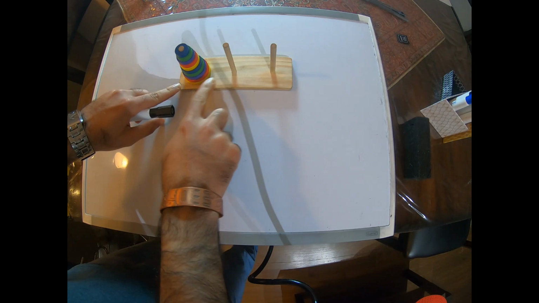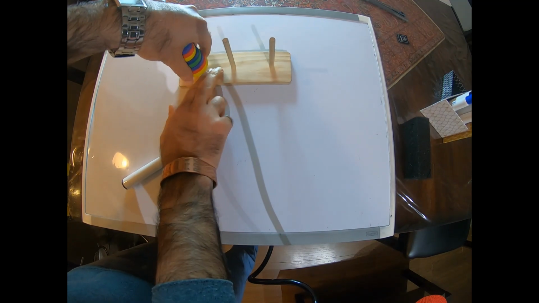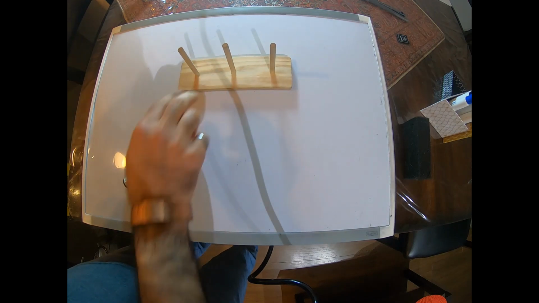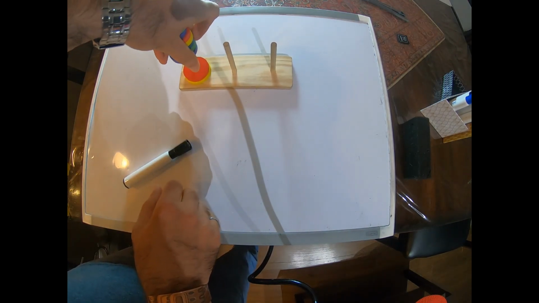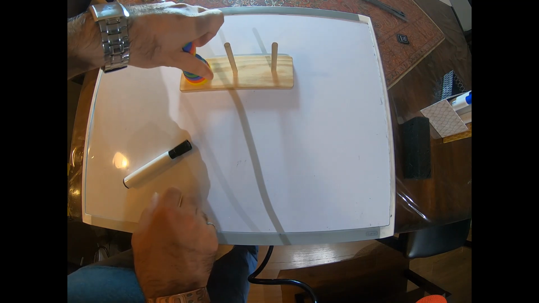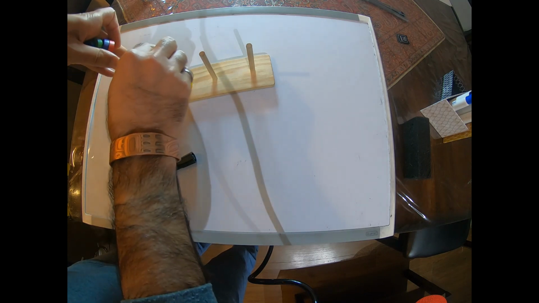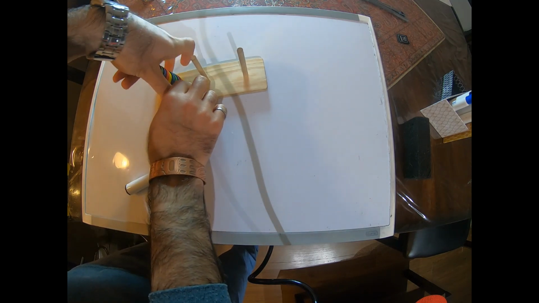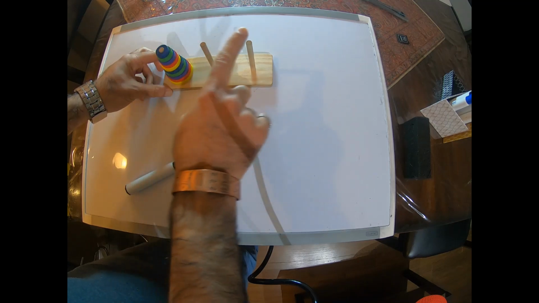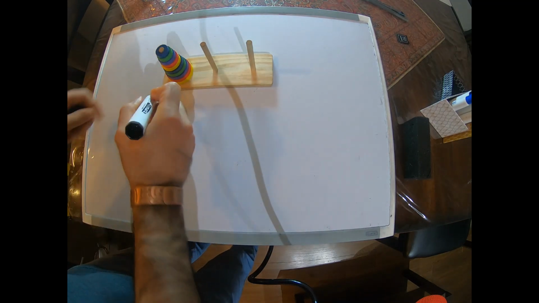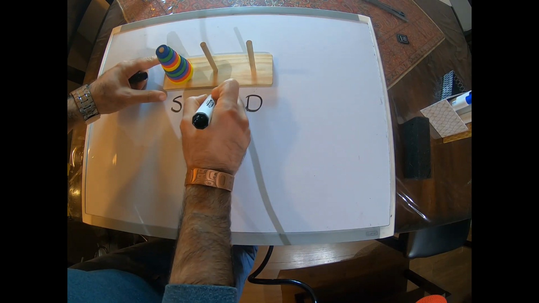We have three rods. Let me take all the discs out. We have three rods and n discs, and if all the discs are placed in one rod, let's call it the source rod, we want to move all these n discs from one rod to another rod. So let's call this one source rod, this one is destination, and this is auxiliary.